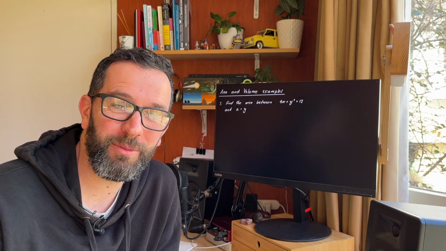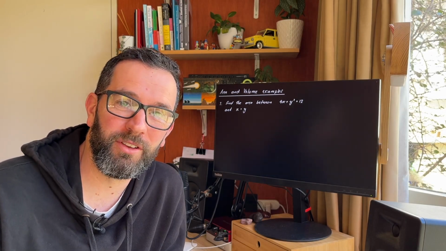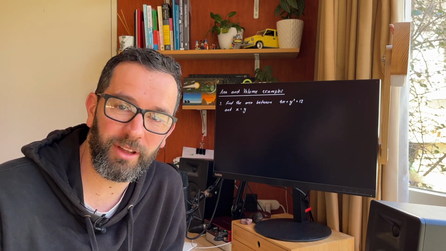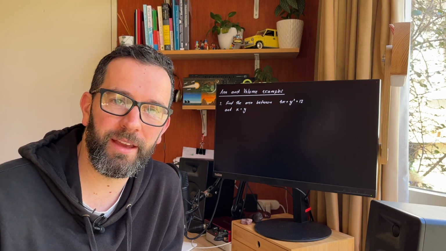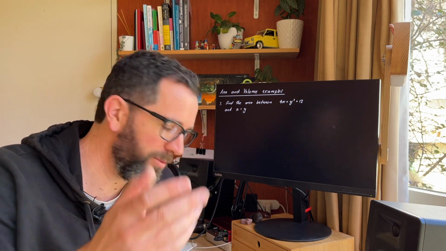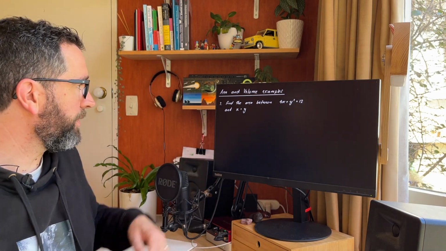Kia ora. One of the main things that integrals are used for is calculating areas. So we're going to look at a couple of techniques that let us use integrals to do that. We'll look at an example where we find the area between a couple of curves, and then we'll look at an example where we find the volume of a shape that's basically been rotated around some axis. So let's jump straight in.